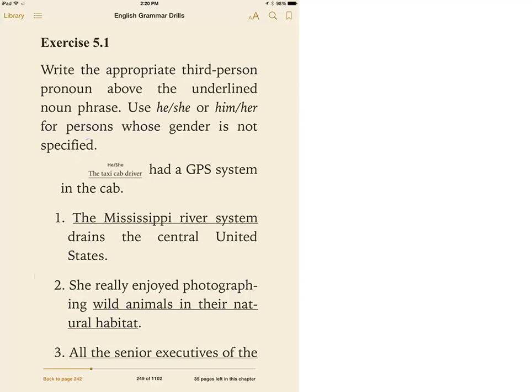Let's move on, and you can take a look at those. And in this one, this is what you're going to do with these. It says, write the appropriate third-person pronoun above the underlined noun phrase. Use he, she, or him or her for persons whose gender is not specified. Okay, so the taxi cab driver can either be girls or boys, right? Well, in that sense, we can't say he because we don't know if it's a he. So you have to say he/she. So we know it's either or. He or she had a GPS system in the cab.